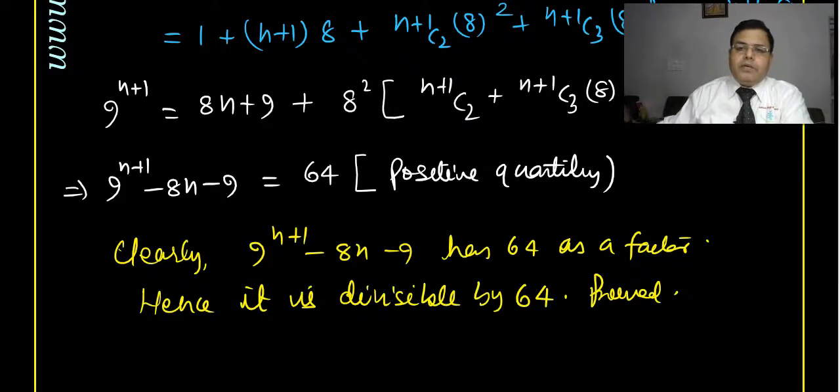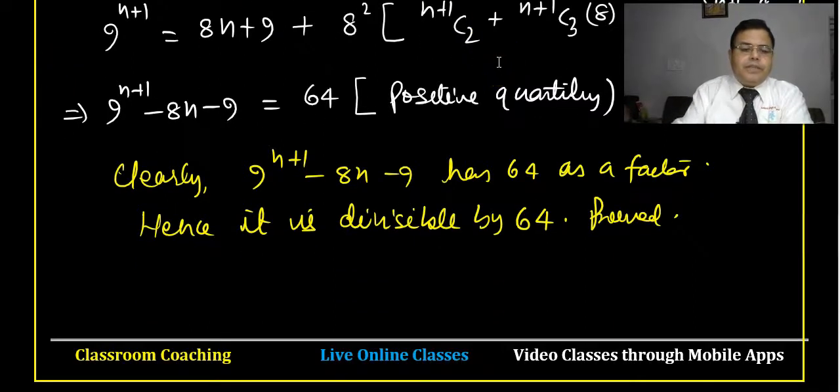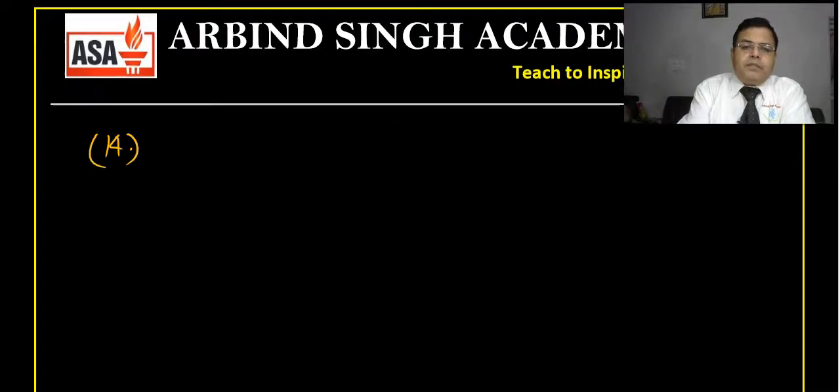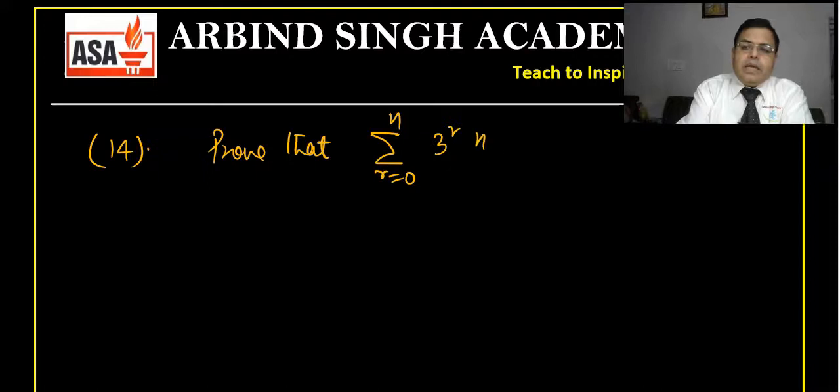Now there is one more question, and this is question number 14. Let me write this question number 14 on the next page. Prove that the sum from r equal to 0 to n of 3 to the power r nCr is equal to 4 to the power n.